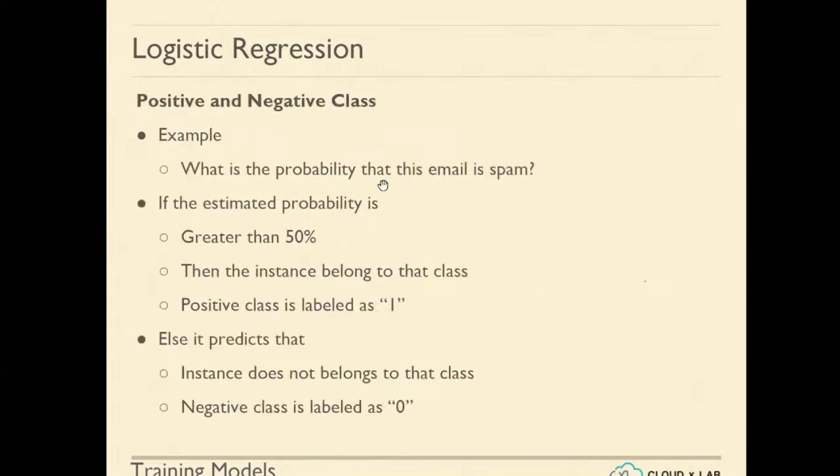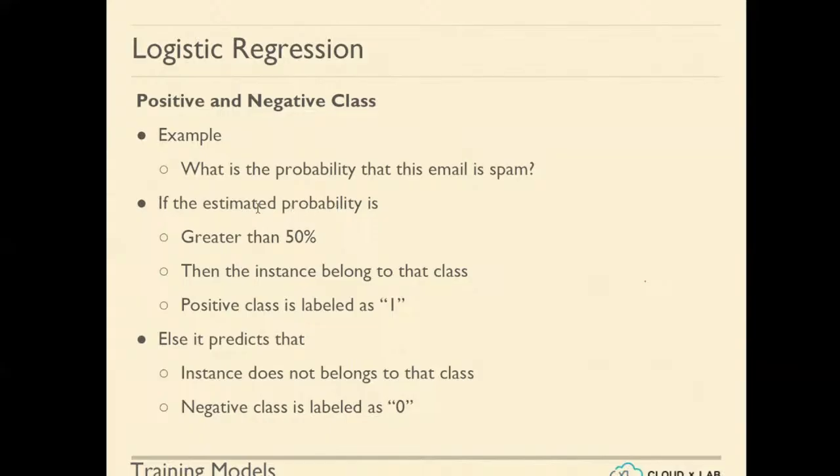For example, let's say we have a binary classification problem, with a positive class or a negative class. If a sample belongs to the positive class, then the probability will be greater than 50%, greater than 0.5. If the probability is less than 0.5, the instance belongs to the other class.